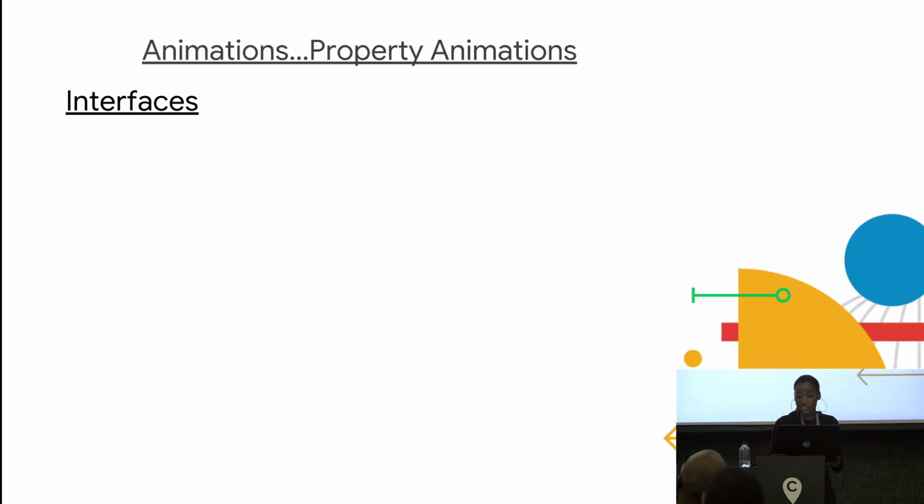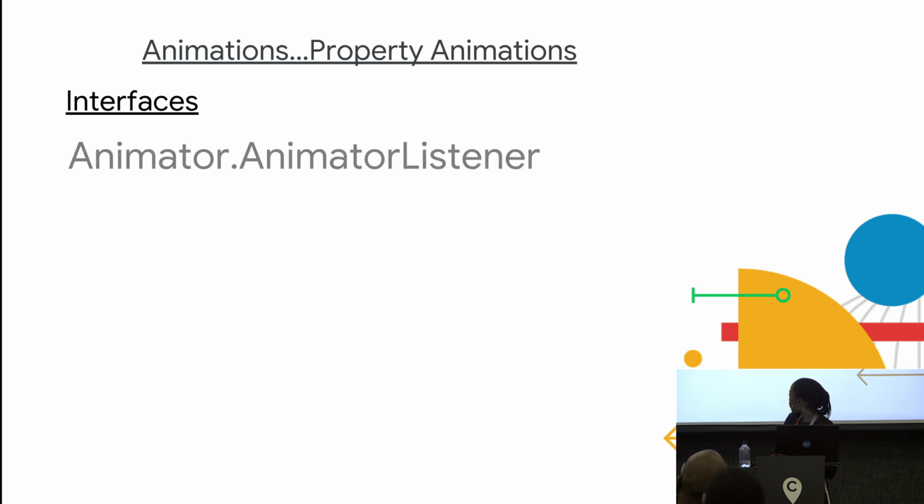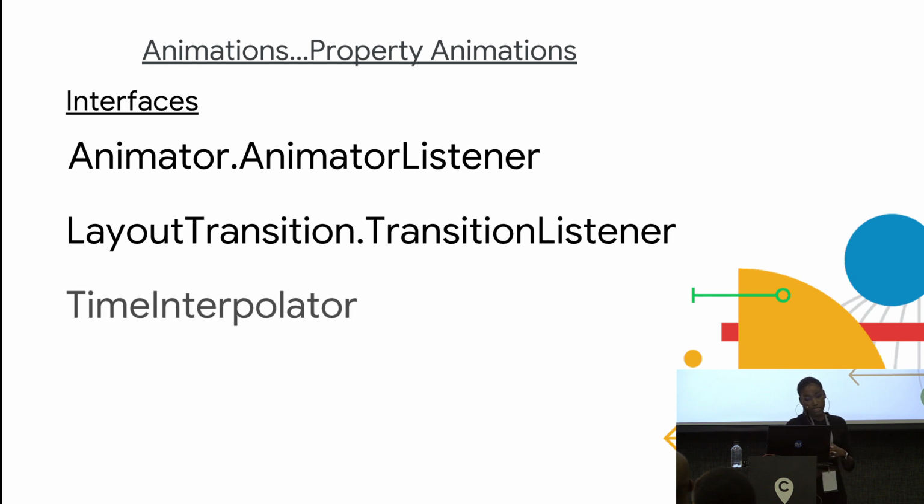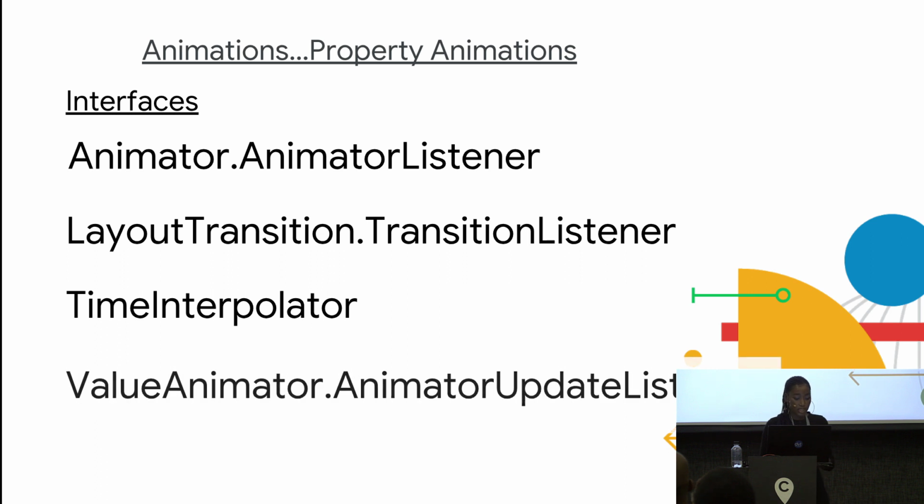So what's inside this package? It has interfaces such as the AnimatorListener, which is a listener that receives notification from an animation. You have the TransitionListener, which is used for starting and ending events of transitions. You have the TimeInterpolator, which defines the rate of change of an animation. And you have the AnimatorUpdateListener, which receives callbacks on updates of an animation.